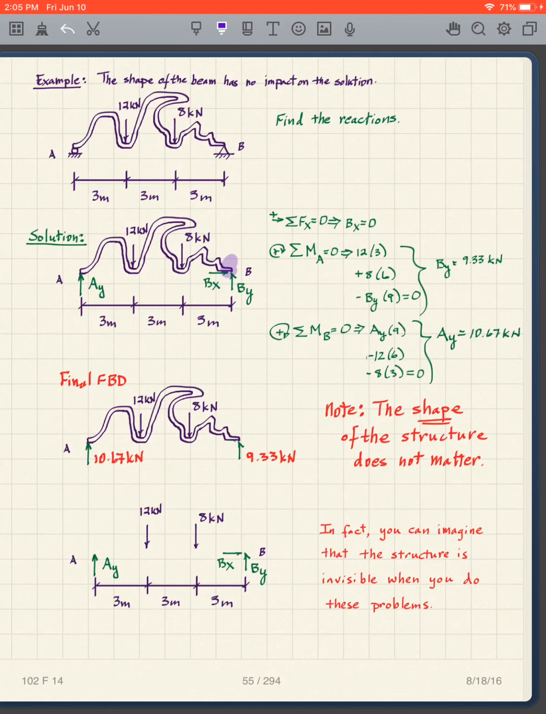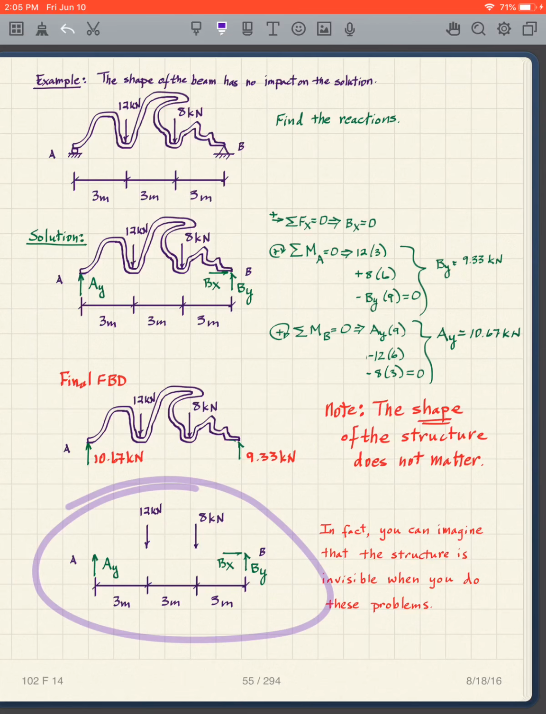Same solution. I get AY is equal to 10.67. So it doesn't matter what the shape of the beam is, it really doesn't come into play here in a lot of ways. It would be the same result if our beam were straight, just like the ones we've been looking at before. So in fact, we can do the problem even without looking at the structure. Just eliminate the structure completely.